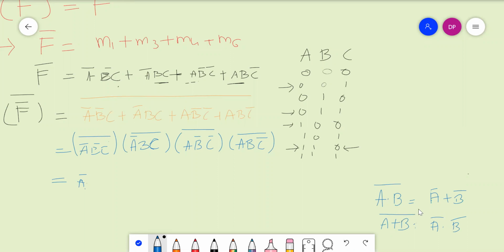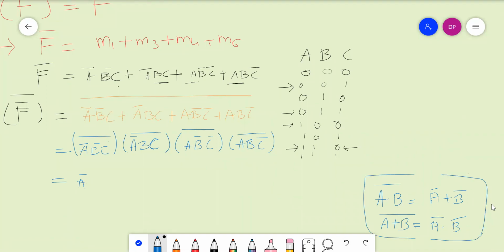A bar bar, sir. A complement, plus B complement, yes, complement. So what will you get? A plus B plus C bar. No, tell me De Morgan's law here.